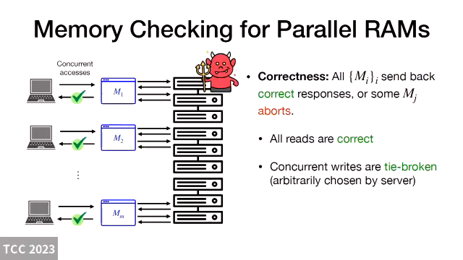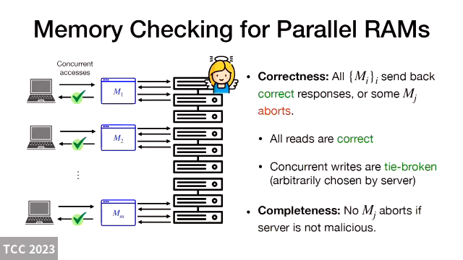So if you're familiar with the PRAM setting, this is actually the arbitrary CRCW setting of computation. So it's arbitrary concurrent read, concurrent write. So again, we have a completeness condition that says that if the server is honest, then none of the memory checkers will abort.